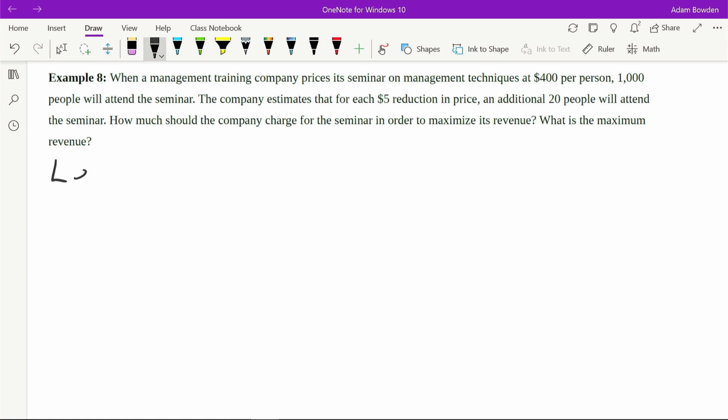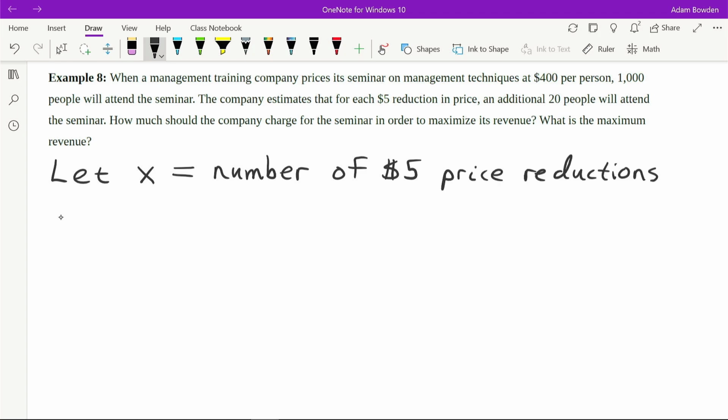Okay, so in this case, let's choose a letter to stand in for something. I'm going to use the letter X. Letter X is going to stand in for the number of price reductions that they make. So we're going to count up the number of these $5 price reductions here. And so if we have that in mind, then the price per customer would go like this. The price per customer could be calculated by taking the initial $400 price and then subtracting away 5x, depending on how many reductions they make.